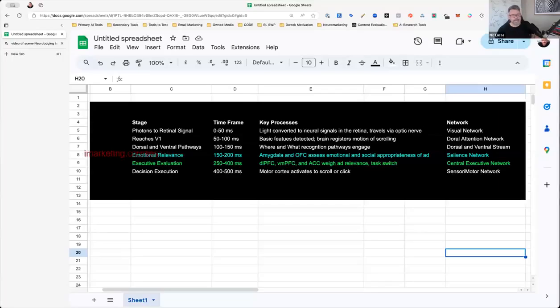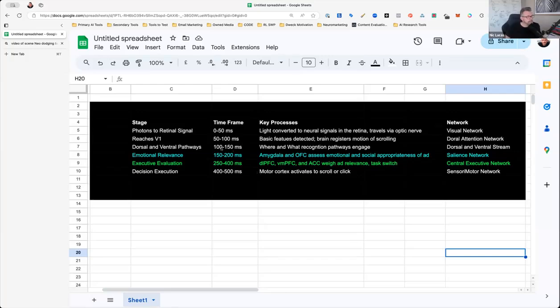We often don't think of it this way, but I've already mapped out in the past what's exactly going on for someone's brain when they are scrolling on a Facebook feed. And I want you to look at the time frame. It's from 0 milliseconds to 500 milliseconds before the motor cortex activates that they're either going to scroll or they're going to click see more. This is this kind of time period.